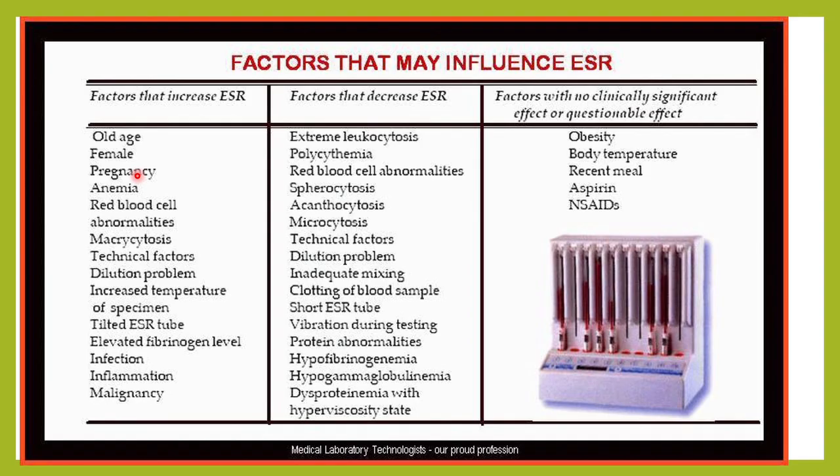Certain technical factors can also reduce ESR. If the tube is very short, ESR can appear reduced. If the sample is clotted, ESR will be reduced. If there is no adequate mixing, ESR will be reduced. If the patient has hypofibrinogenemia, with less protein, ESR can reduce. Hypogammaglobulinemia and dysproteinemia can all reduce your ESR. So these are a few factors that can influence your ESR. And that is the mechanism of ESR through 3 stages.